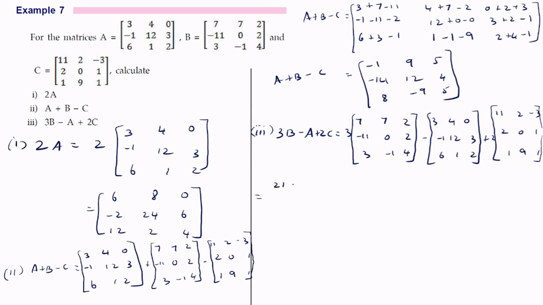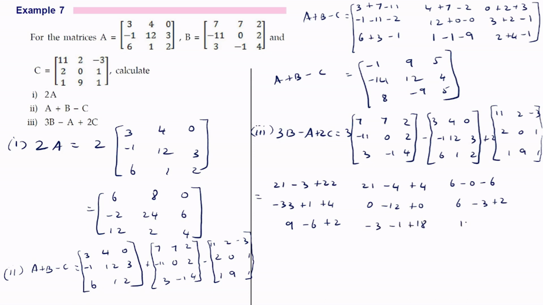So this is 21 minus 3 plus 22. Next we have 21 minus 4 plus 4. Next we have 6 minus 0 minus 6. Then minus 33 plus 1 plus 4. Then 0 minus 12 plus 0. Then 6 minus 3 plus 2. Then 9 minus 6 plus 2. Then minus 3 minus 1 plus 18. Then it is 12 minus 2 plus 2.